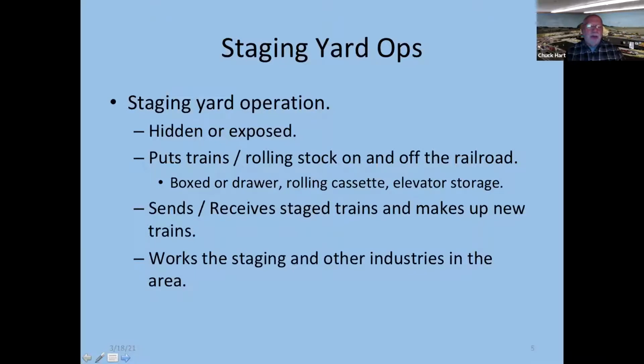How do you do that? You put trains or rolling stock on or off the railroad, and you might have them in a box, in a drawer, a rolling cassette, an elevator storage. I've seen all different kinds of things like that. The staging yard sends and receives staged trains and makes up new trains as the operation session goes along. And I do that on mine. A person works in a staging and other industries in the area. So that's kind of a staging area too. So you can take the definition of staging and expand it to suit your particular railroad, whatever works.